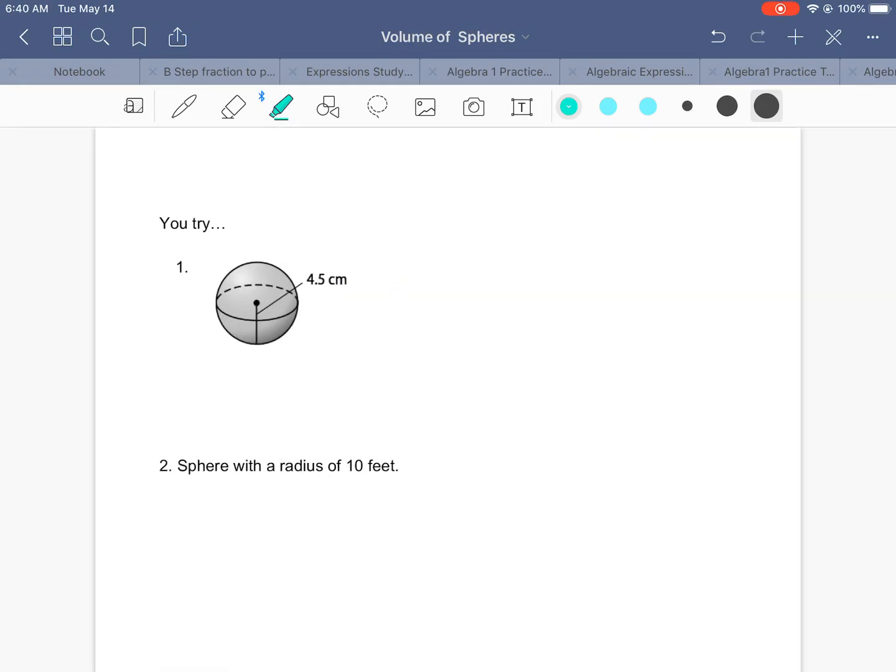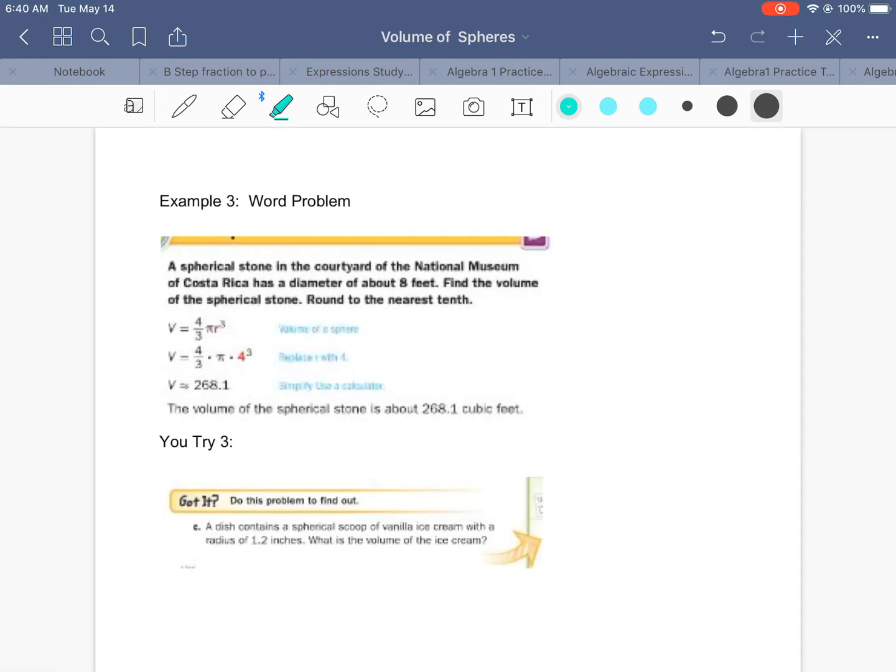The first one is a You Try for you. You've got your radius listed very nicely. Use your formula. Then you've got a sphere with a radius of 10 feet. Both of those should be no problem. Okay, let's do a word problem. A spherical stone in the courtyard of the National Museum of Costa Rica has a diameter of 8 feet. Find the volume of the spherical stone.